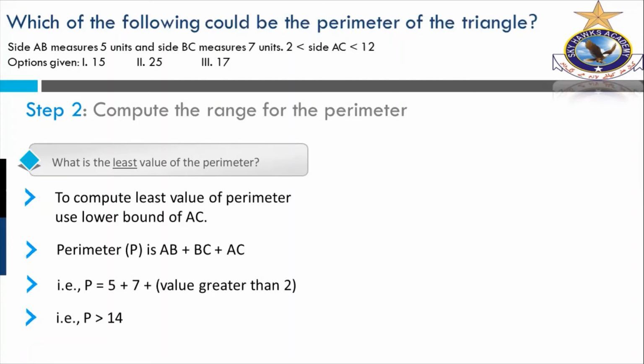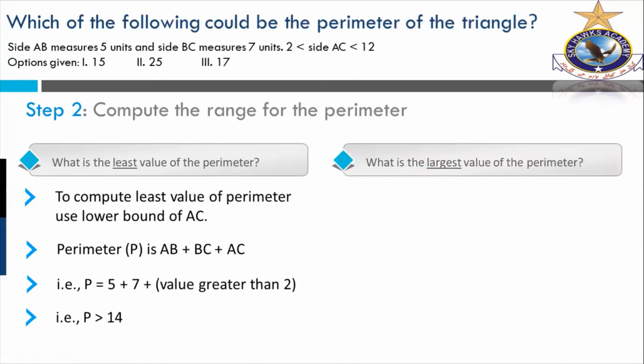Yes, absolutely right. If you are putting the three values, we have to put a slightly greater value for AC than 2. So if we are calculating now, adding all these, our perimeter must be greater than 14. Must be greater than 14. Okay. Now let's think about the other limit, that is, what is the largest value of perimeter.